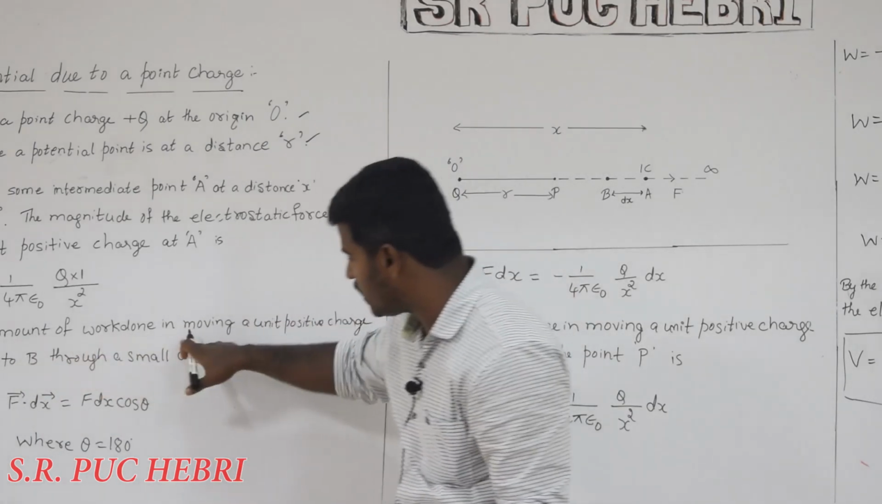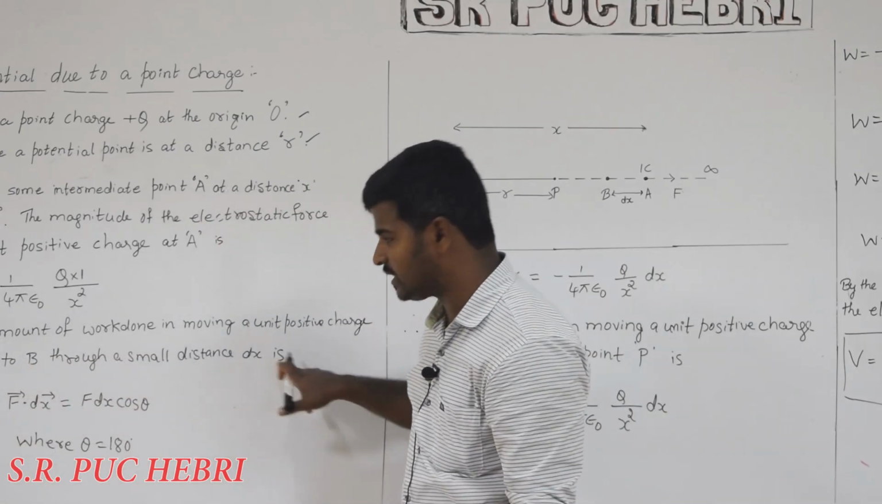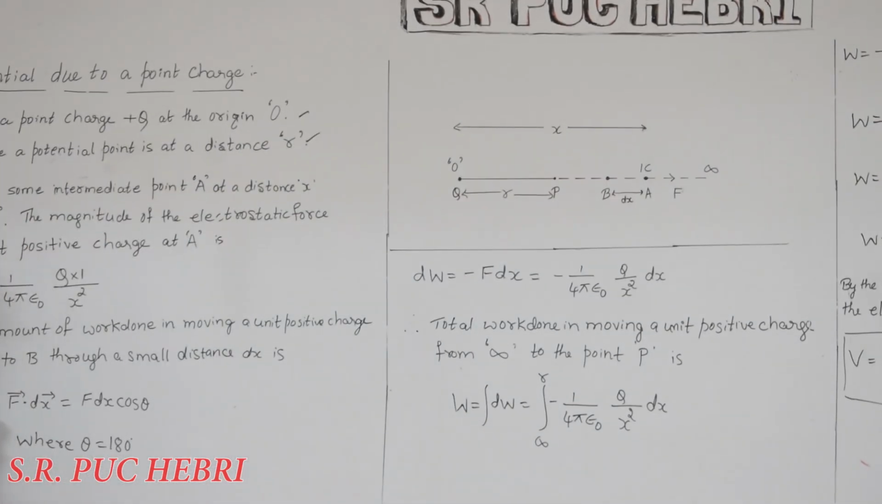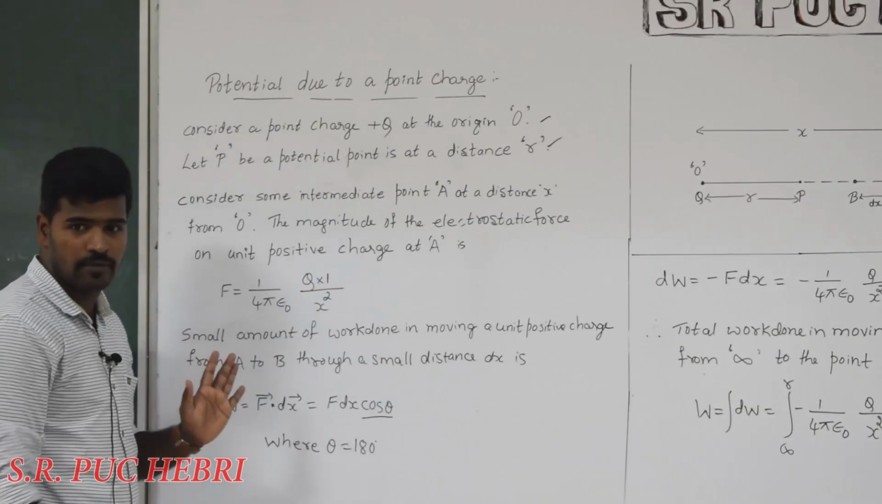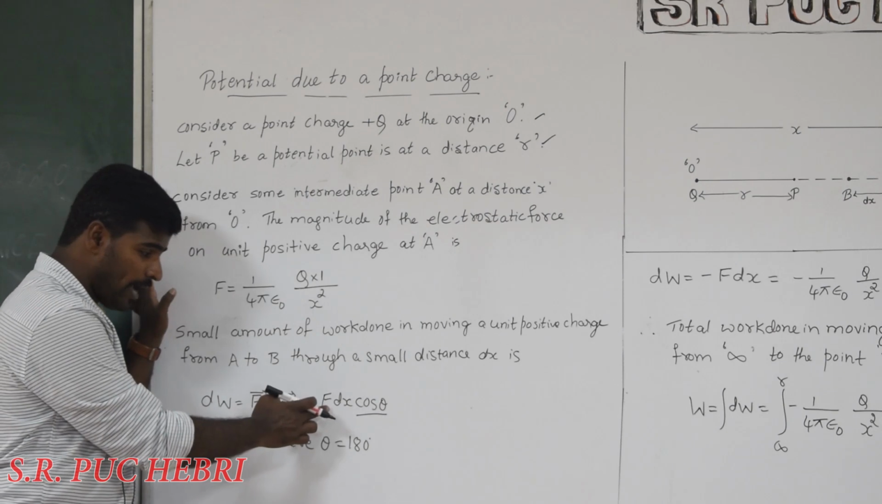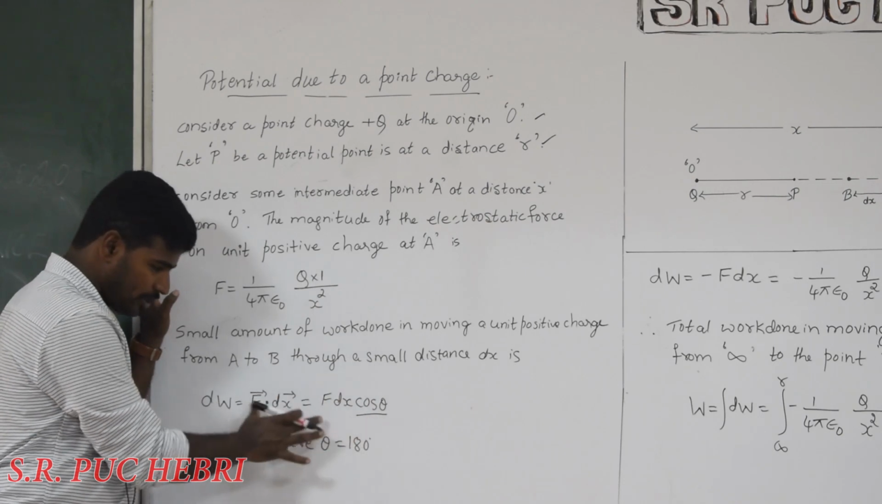Therefore the small amount of work done in moving a unit positive charge from point A to B through a small distance dx is expressed as dw. Work done is a scalar, so the change in work done is F vector dot dx vector, the displacement. The dot product is replaced by the function called cos, so the term here comes in terms of magnitude. Therefore dw is equal to F dx cos theta. I hope there is no doubt in the equations.